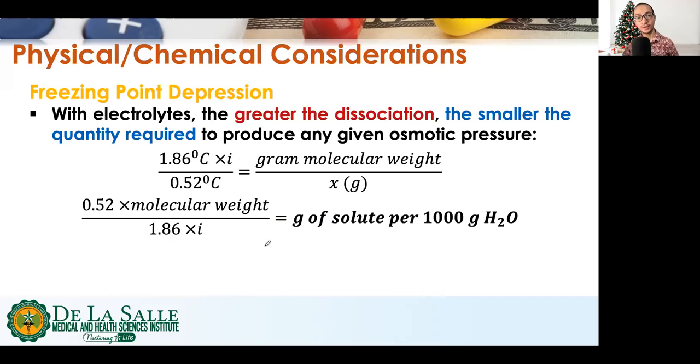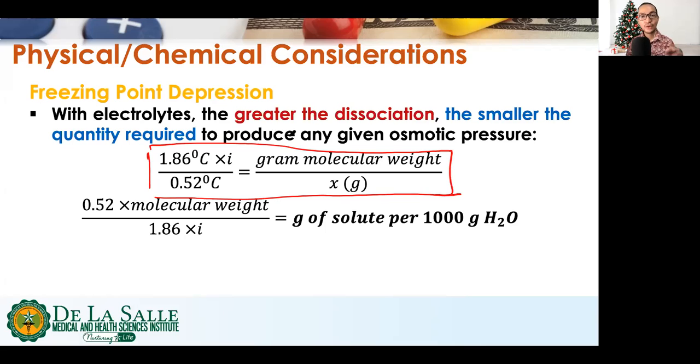So always remember this formula, okay? We have a ratio and proportion between the gram molecular weight of any substance and its freezing point depression, which is 1.86 degrees Celsius times I. Remember that for any substance, whether it be electrolyte or non-electrolyte, this particular solute will reduce the freezing point of water by as much as 1.86 degrees Celsius times I. I being the dissociation value, or the dissociation factor, or the Van't Hoff factor.